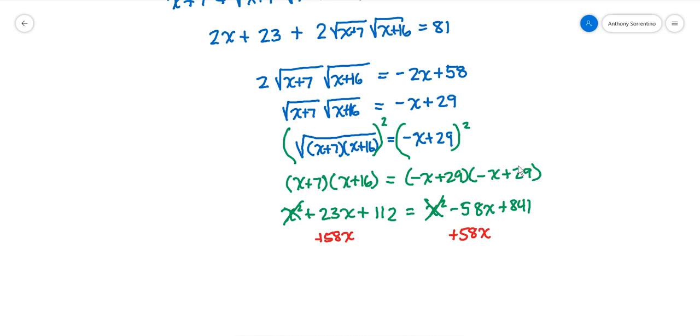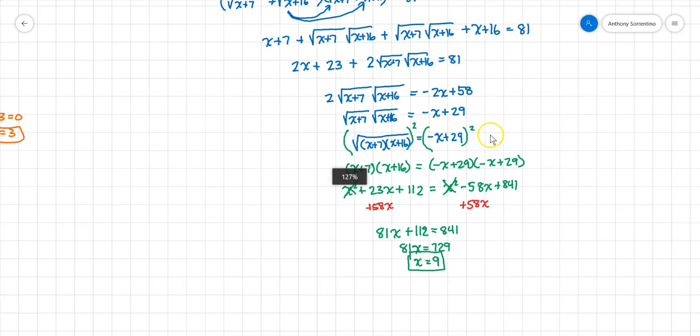And that's going to give me 81x plus 112 equals 841. Subtracting 112 from both sides, I get 729. And dividing both sides by 81, I get 9. So x equals 9. Now again, I have to be careful as I do this.